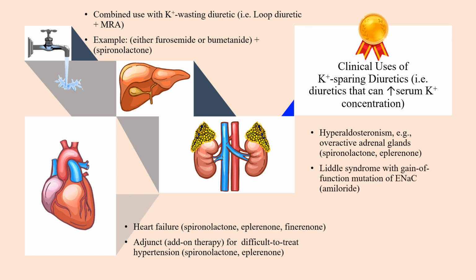Amiloride, a direct ENaC inhibitor, may be used for patients with gain-of-function mutation of ENaC known as Liddle syndrome. In this condition, sodium reabsorption occurs excessively because the mutated ENaCs cannot be degraded normally and are present in excess on the apical side of collecting ducts. Increased sodium reabsorption via ENaC in Liddle syndrome is responsible for hypertension in this condition.